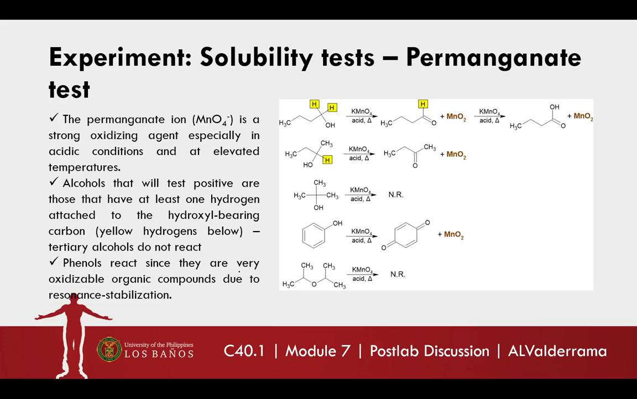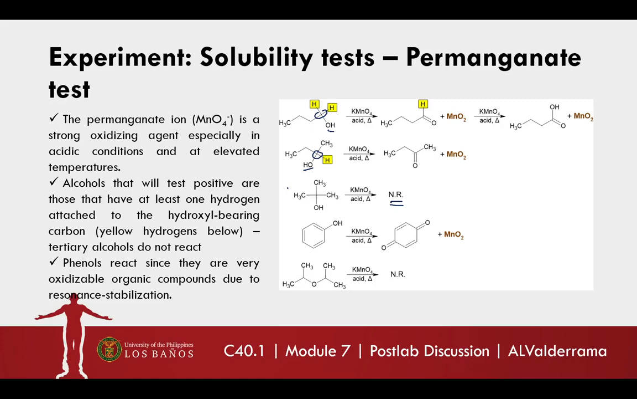So, ang essence nito is dapat yung carbon natin na may hawak ng hydroxyl group should have at least one hydrogen for it to become positive for permanganate test. So, this applies to alcohols. That's why your tertiary alcohol, since wala siyang free hydrogen attached to the carbon with the hydroxyl group, no reaction ang nakita natin sa tertiary alcohol.